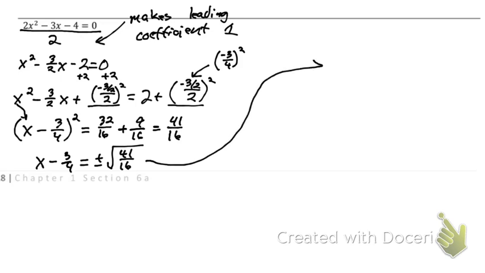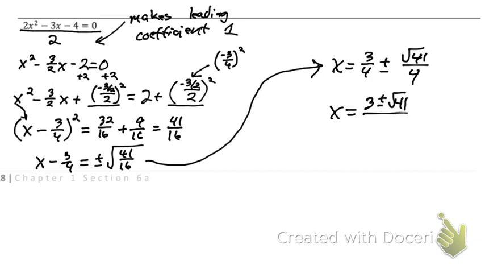We are going to add 3 over 4 to both sides. That'll give me x equals 3 over 4 plus or minus the square root of 41 over the square root of 16, which is just 4. Then we'll have x equals 3 plus or minus the square root of 41, divided by 4.